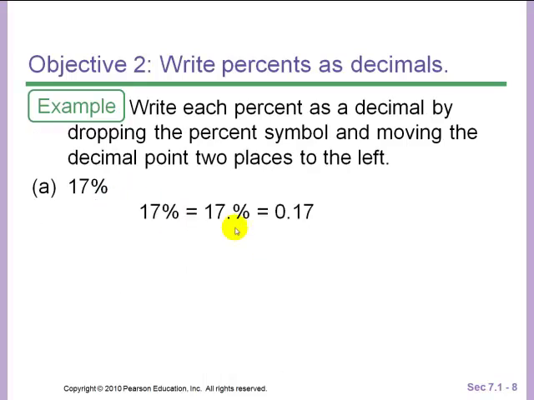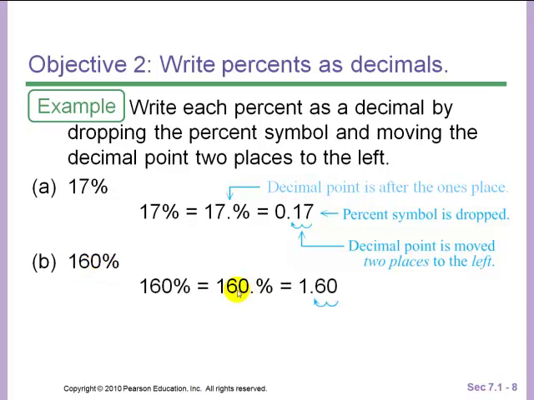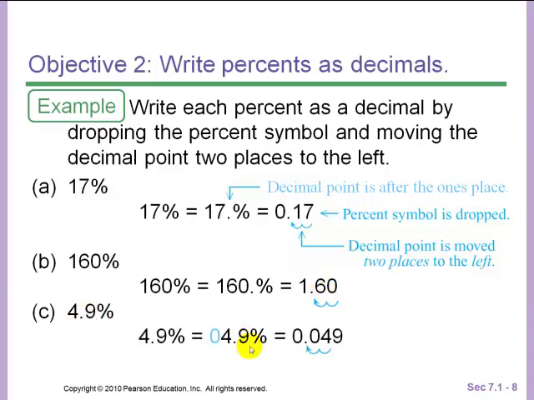So 17%, the decimal point is after the ones place. It always is. And then you move it 2 places to the left and you drop the percent symbol. Notice it's very important that once you move the decimal that the percent symbol drops. 17% is equal to 0.17, not 0.17%. 160%, the decimal again is after the ones place. Move it 2 places to the left and you get 1.60. 4.9%, the decimal is already in the problem. Move it 2 places. Notice in this case we had to add in a 0 so that we had 2 places to move. A quick note that percents over 100 are perfectly fine.